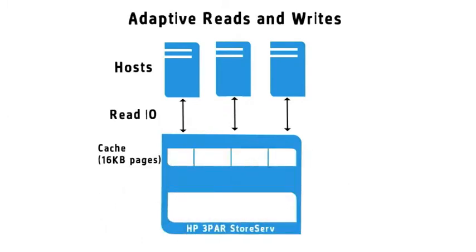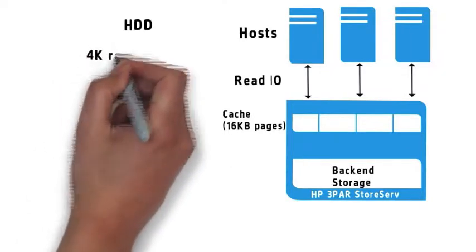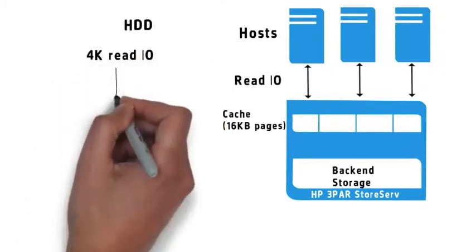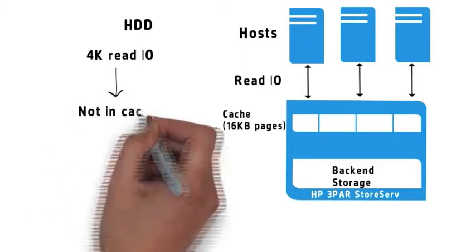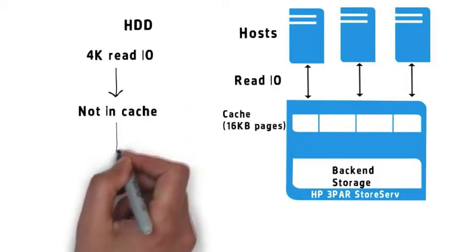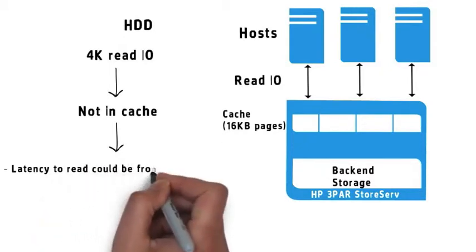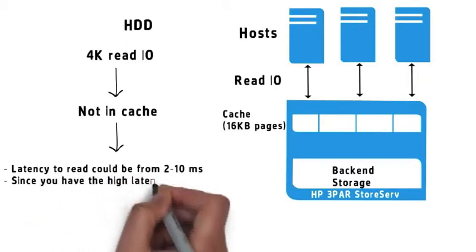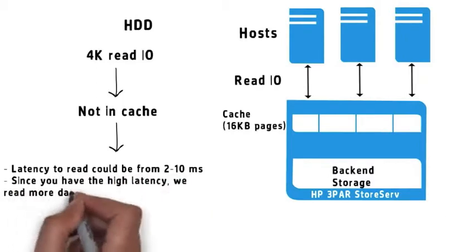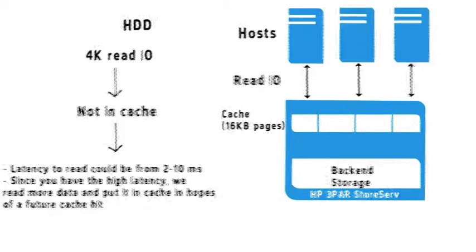To understand this, let me give you an example of how a small 4K read to a hard disk drive would work with HP 3PAR. First, the cache page size we use with 3PAR is 16 kilobytes. When a host requests a read, we check first to see if we have that in cache. For our 4K read example, it's not in cache, so we have to go to the back-end storage and read the data in. The latency penalty for reading from disk can be from 2 to even 10 milliseconds, as we wait for the disk drive heads to position themselves over the requested data. Since the latency to read the 4 kilobytes is high, we read more data and put it in cache in hopes of a future cache hit and reducing overall latency of future IOs.